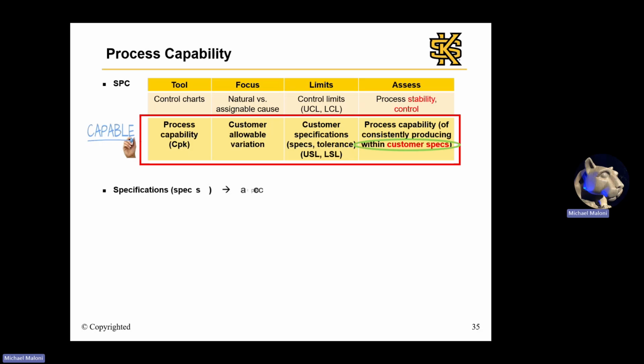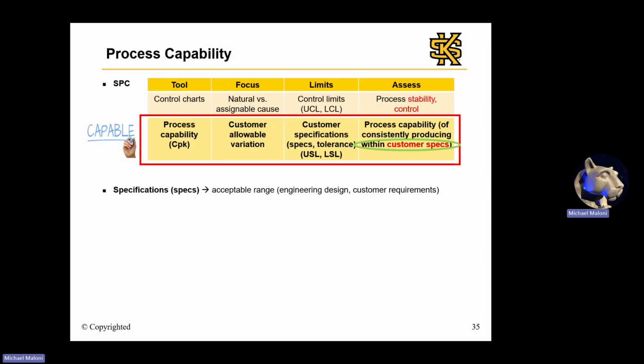And these customer specifications or specs represent some acceptable range of customer expectations, some acceptable variation. And these may come directly from customers or perhaps from our engineering or design department who translate the customer needs. So the specs represent the voice of the customer.